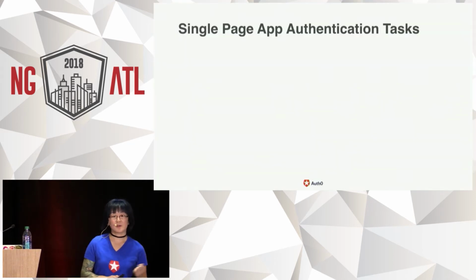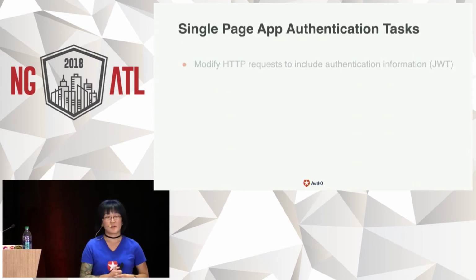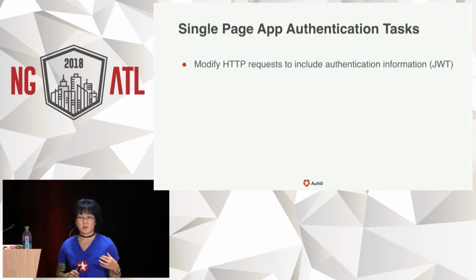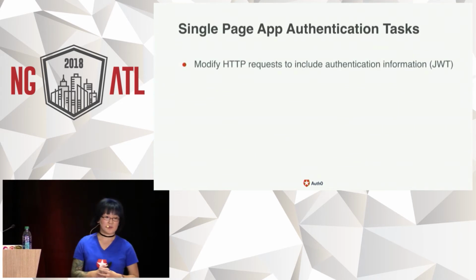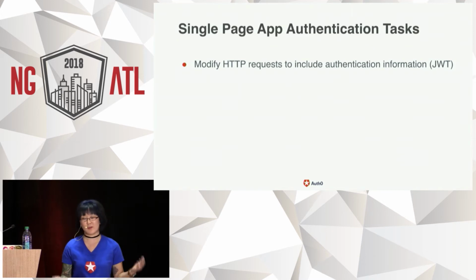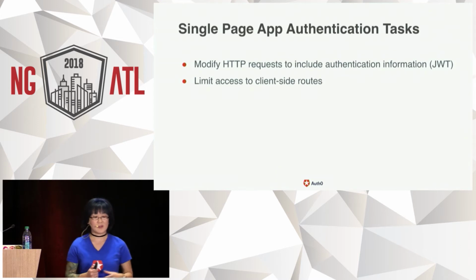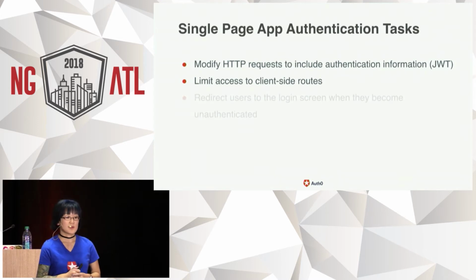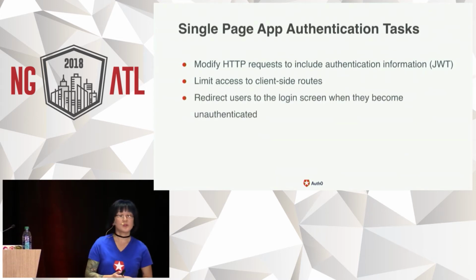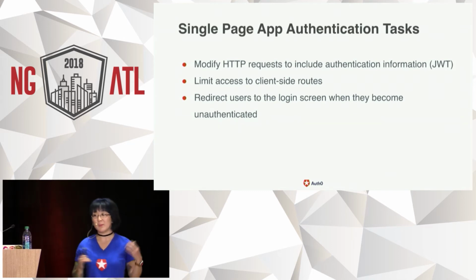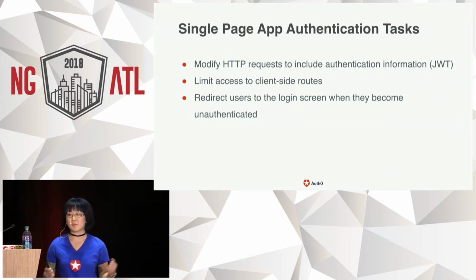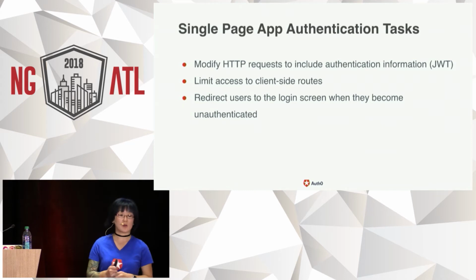Well, there are 3 things that we're going to need to be able to do. The first one is we need to be able to modify HTTP requests to include the authentication information, in the form of adding an authorization header to outgoing requests, and that header should contain the JSON Web Token. We need to limit access to client-side routes. And finally, we want to be able to redirect users to a public route, maybe a login screen or public homepage, if or when they become unauthenticated.